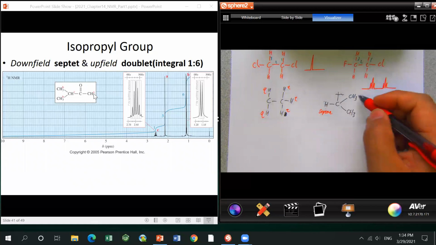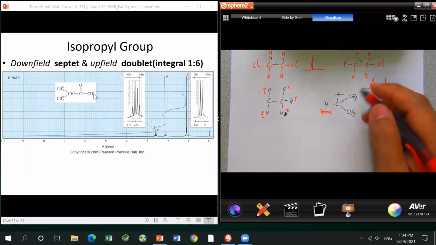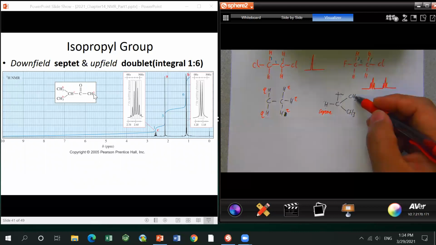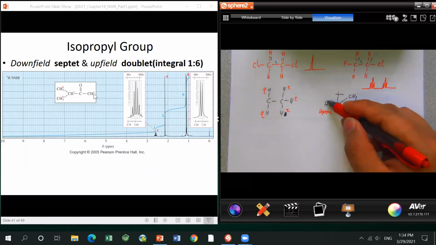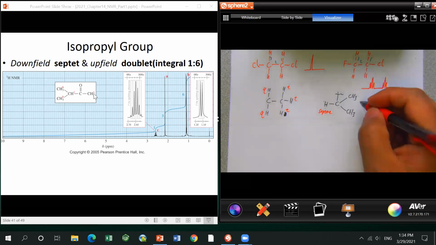And for the two CH3 groups, each couples to only one proton, three bonds away: 1, 2, 3. That means both will be doublets.